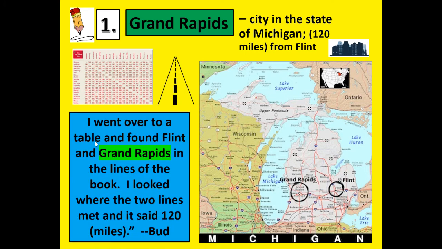So here's the quote. I went over to a table and found Flint and Grand Rapids in the lines of the book. I looked where the 2 lines met and it said 120 miles, Bud. So here's Bud in Flint. And if he wants to walk to Grand Rapids, he needs to walk 120 miles. That's the distance between the two cities.